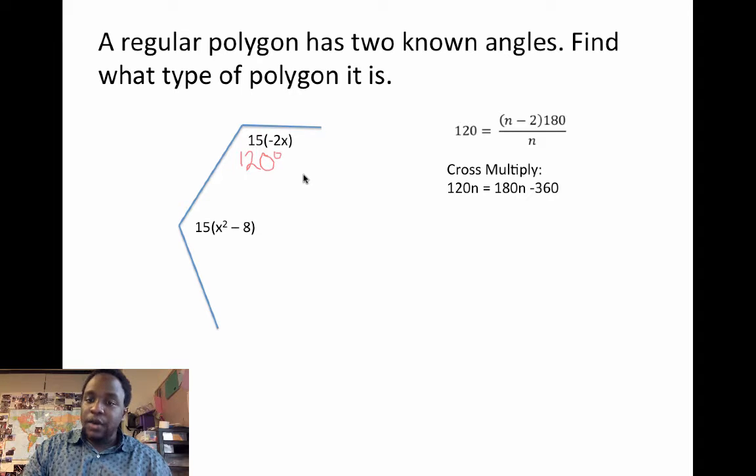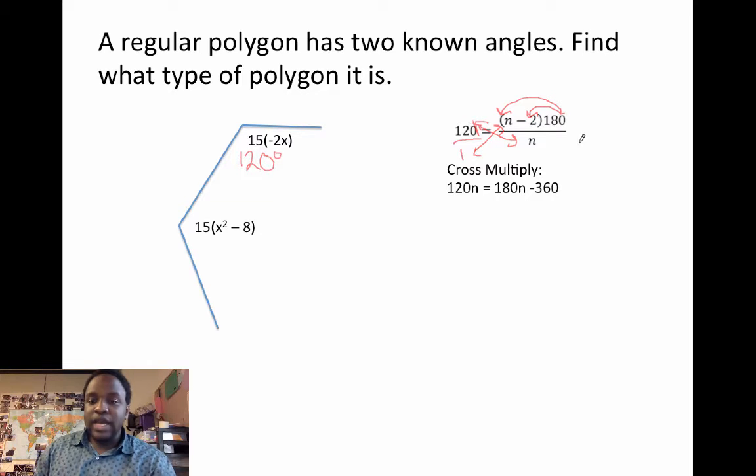So how do we do this? We're going to cross multiply. So we make 120 into 120 over 1. We multiply 120 and n, and we multiply 1 times n minus 2 times 180. I then distributed out the 180. So I did 180 times n and 180 times -2. So that now I get 120n equals 180n minus 360.